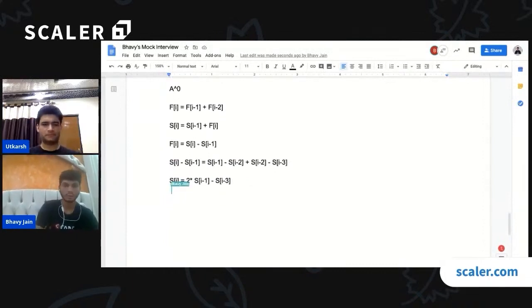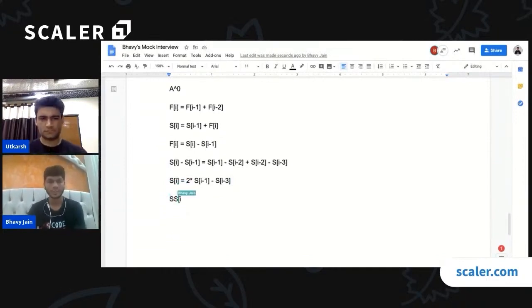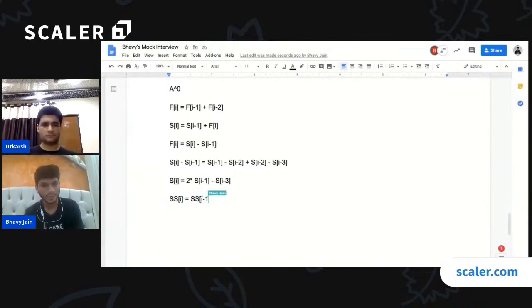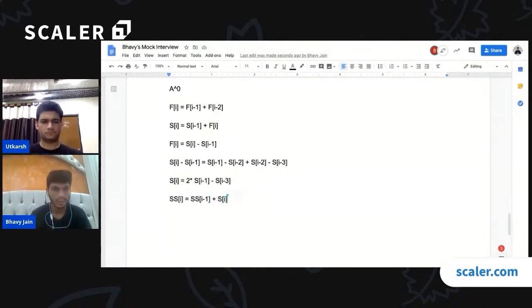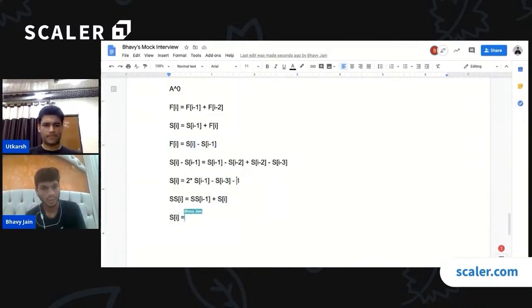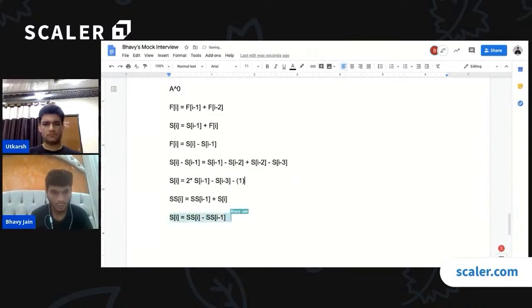But we also need to find a relation for ss. Also, s of s, we know that satisfies this relation: s of I is equal to ss of I minus 1 plus s of I. So we can do a similar thing like we did here and produce a series. So let's call it equation 1, and s of I is equal to ss of I minus ss of I minus 1. So replace this in the equation 1. This is equation 1, right? Just so that you don't have any confusion. Yeah.